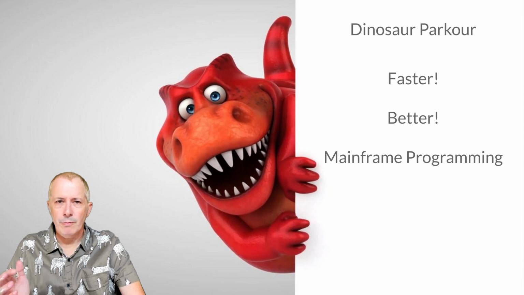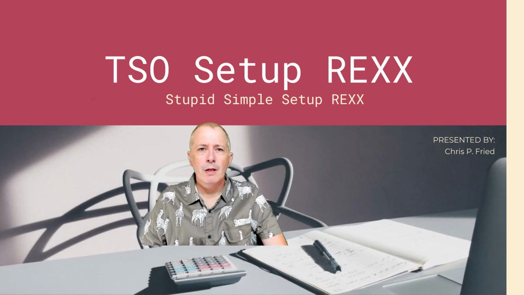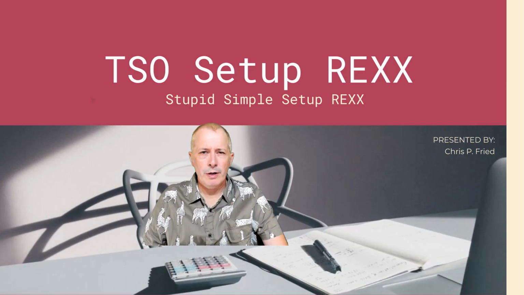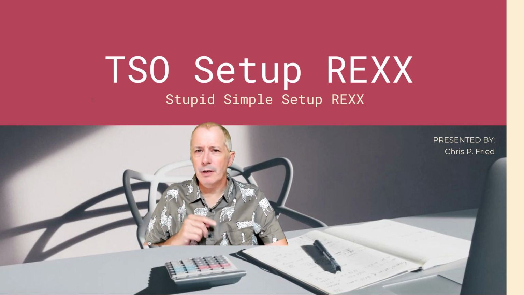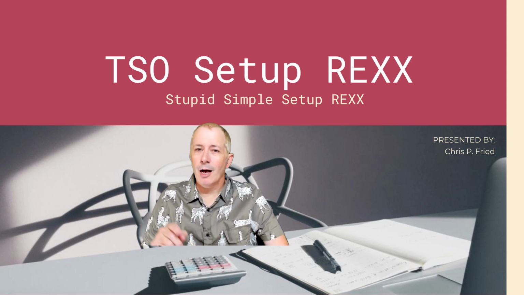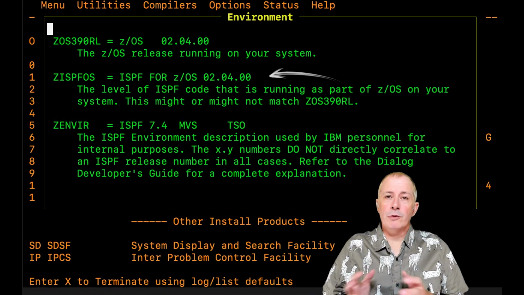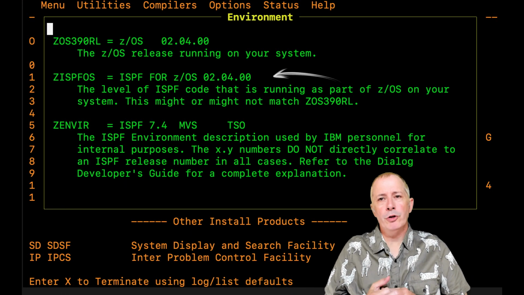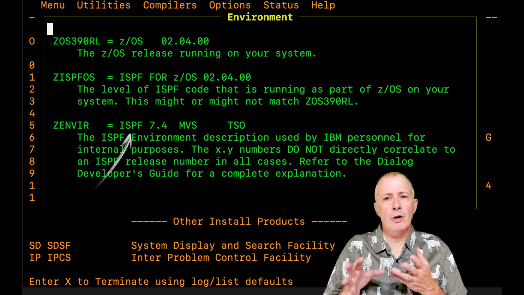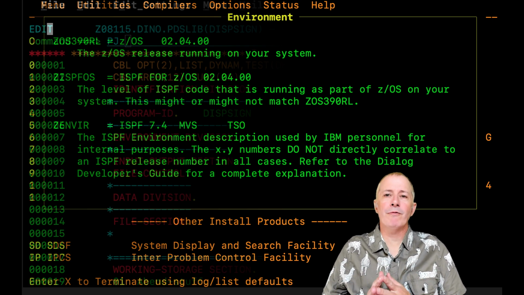Faster, better mainframe programming. The topic for this video is Stupid Simple TSO Setup REXX. I'm your host, Chris P. Fried. ISPF for z/OS 2.4 was used for this video, which is also known as ISPF 7.4.